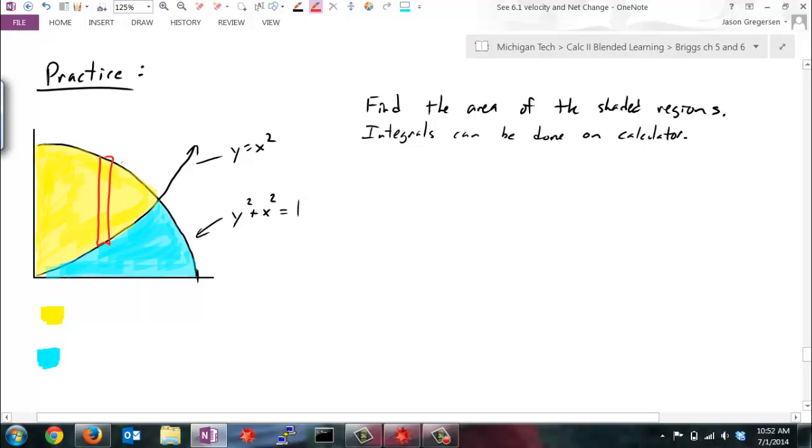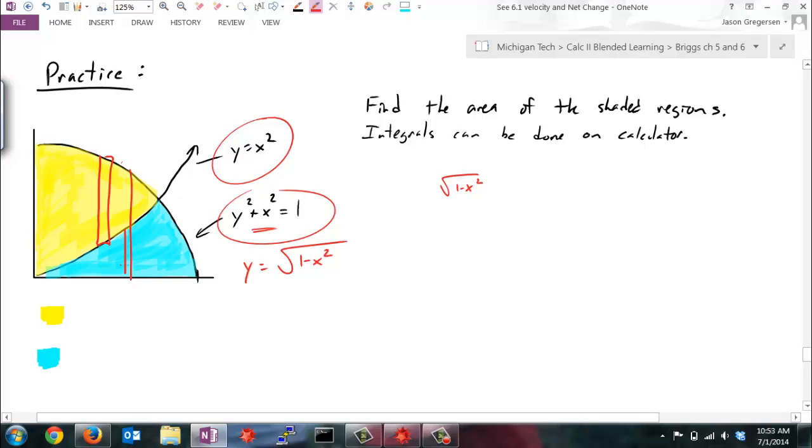Well, it's going to be this thing minus this thing. But I don't have this solved for y yet, so it's not really giving me the height yet. So I'm going to take that and solve it for y. It's going to give me the square root of 1 minus x squared. You tell me the x value, that gives me the height. That gives me this distance. So I take that distance minus this distance, minus x squared, that should give me the height.